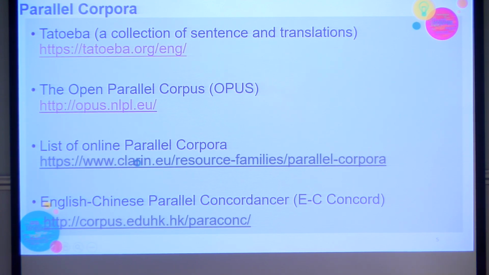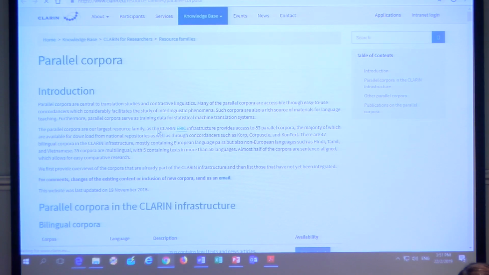So this is another site. It lists almost all the existing online parallel corpora around the globe, okay? If you want to study parallel corpus, this is the page to visit, okay?